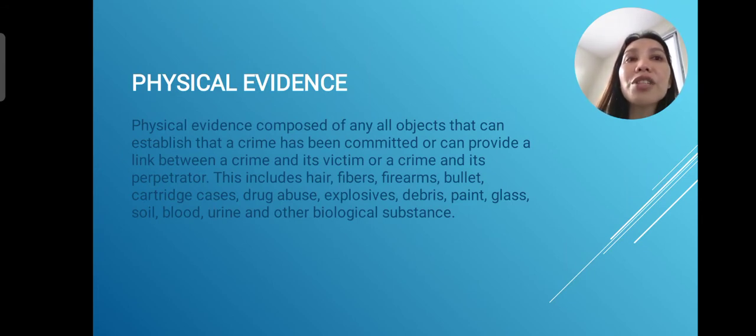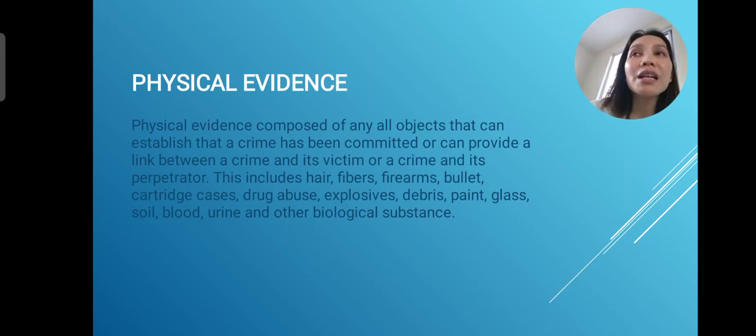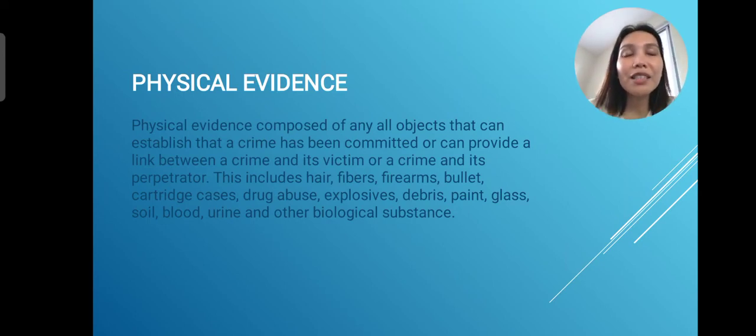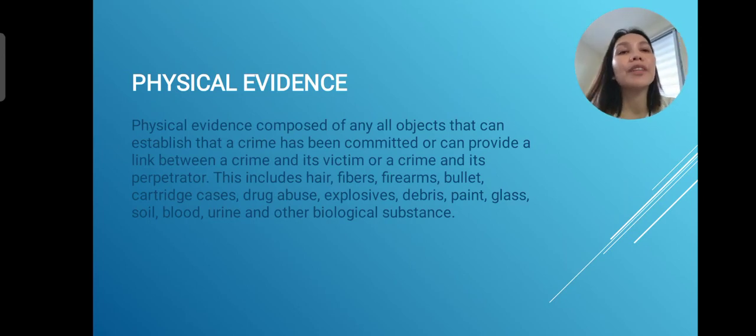This includes hair, fibers, firearms, bullets, cartridge cases, drug specimens, explosives, debris, paint, glass, soil, blood, urine, and other biological substances. So, in short, ito yung mga usually natatagpuan natin sa crime scene na pwede natin magamit as evidence that there is really a crime that happened and that would link a suspect or a victim to that crime. Okay.